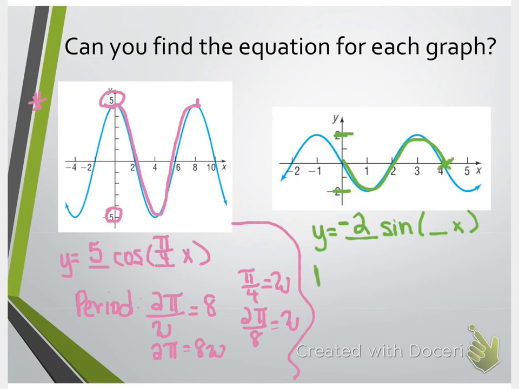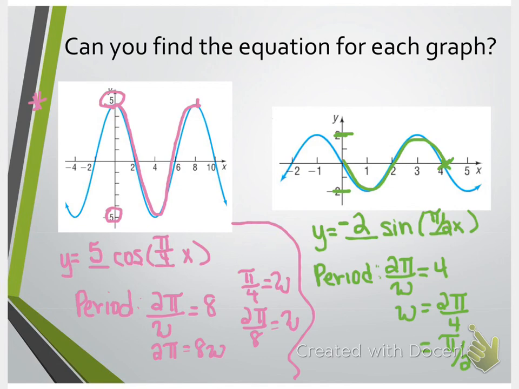So we're going to do the same thing again. We don't really stick the period into the equation. We need omega. So we know that 2 pi over omega is 4. Doing the same thing that we did before, essentially cross multiplying, we get that omega is 2 pi over 4, which is the same thing as pi over 2. There you go.